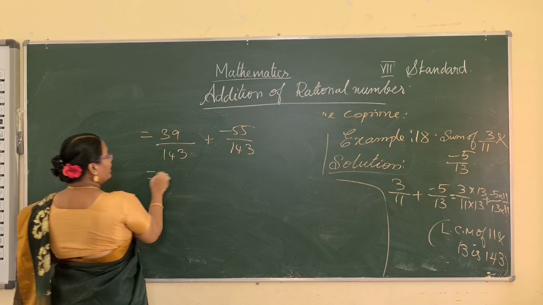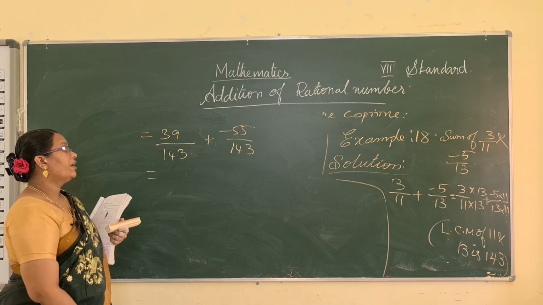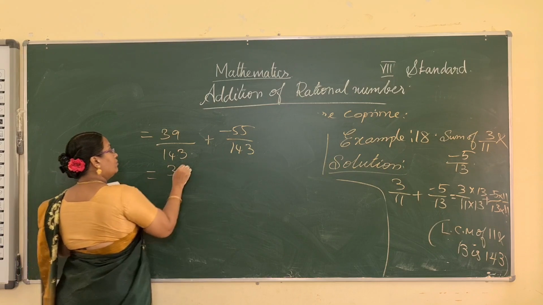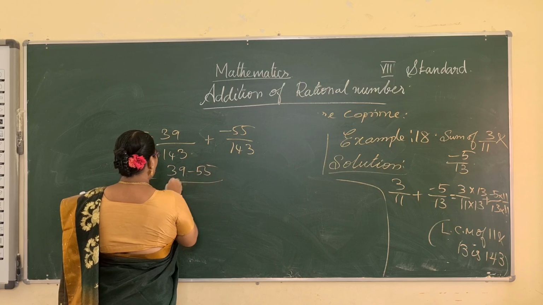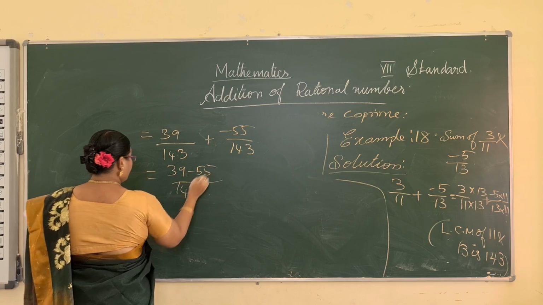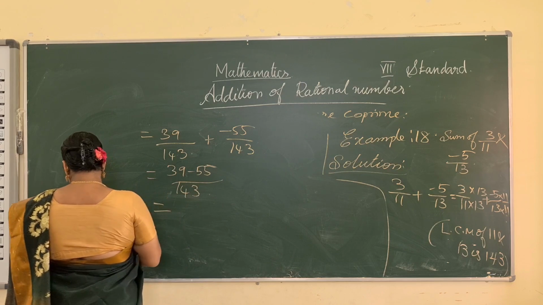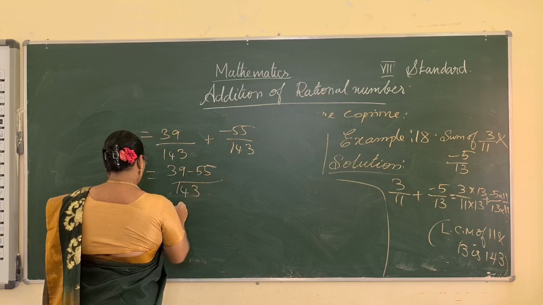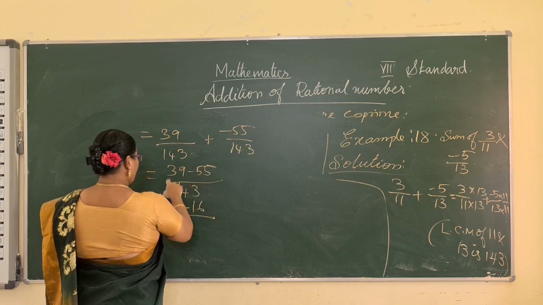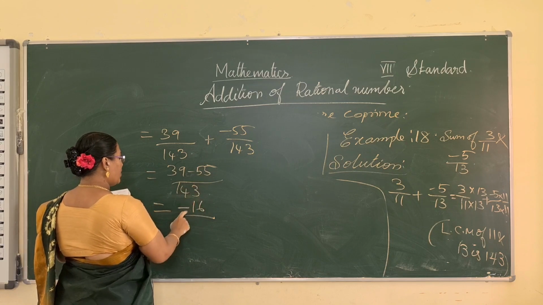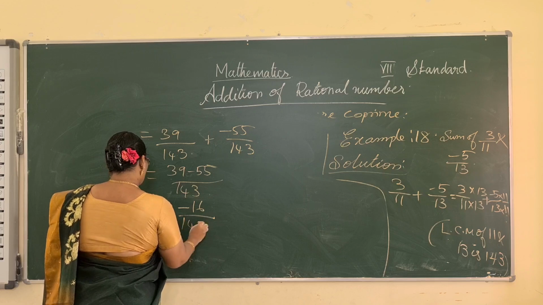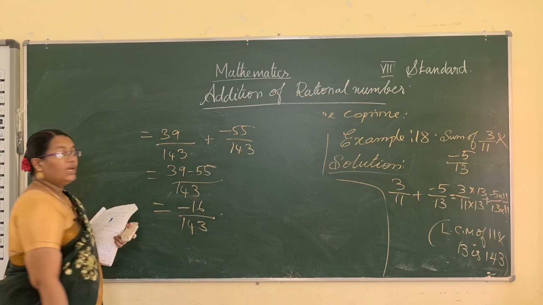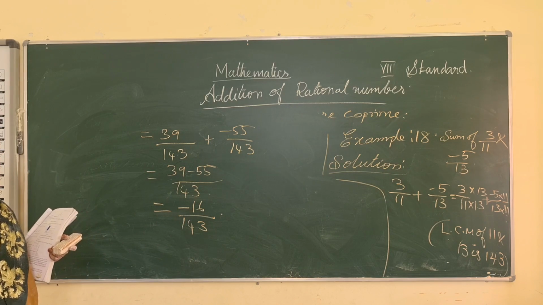55/143. The denominators are the same and the numerators will be added. So 39 minus 55/143. Now subtract the values, which gives 16. Subtract and put the greater number's sign, which is minus. So minus 16/143. This is the case 3 type of example.